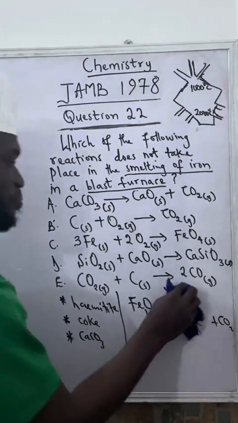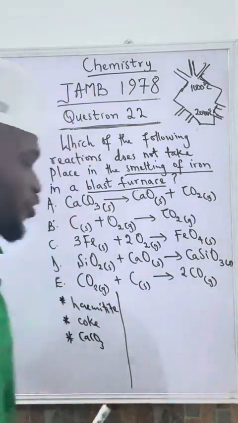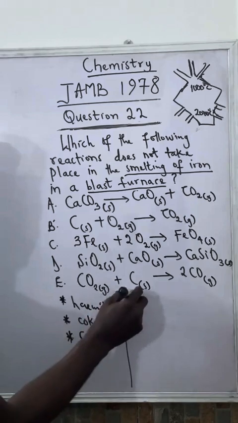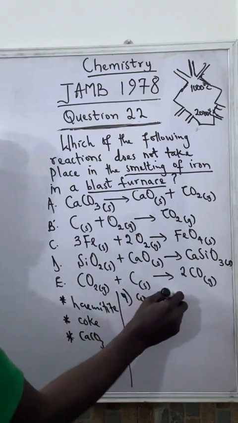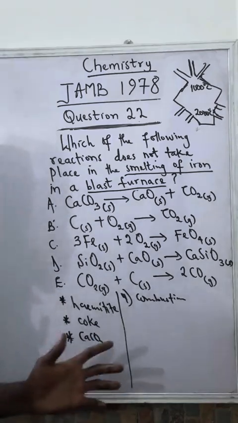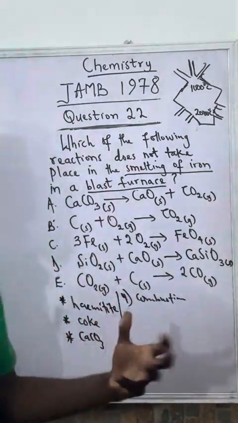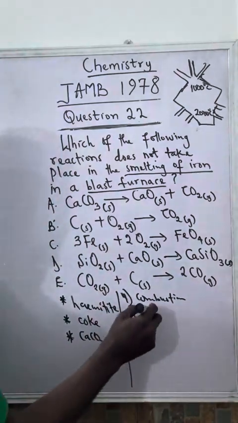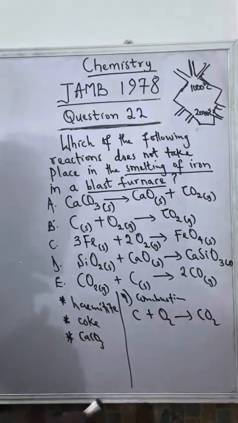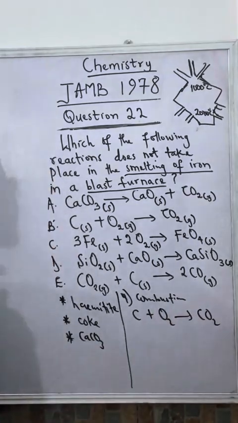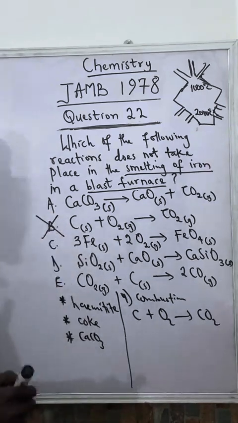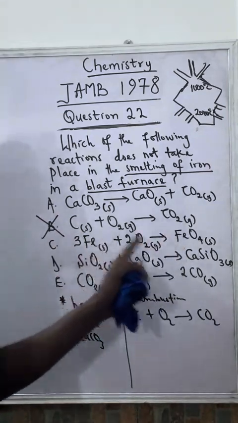So we now need certain processes to follow. The first process that we need is combustion. That's step 1. Combustion is when you heat carbon in the presence of oxygen to produce carbon dioxide. That is C plus O2 to give us CO2. This is combustion, when you burn carbon in the presence of oxygen. If you check the options, this is part of the process, so that means this cannot be the answer.